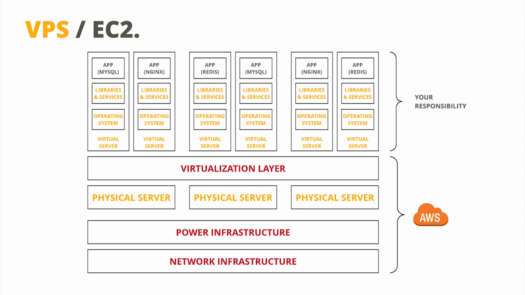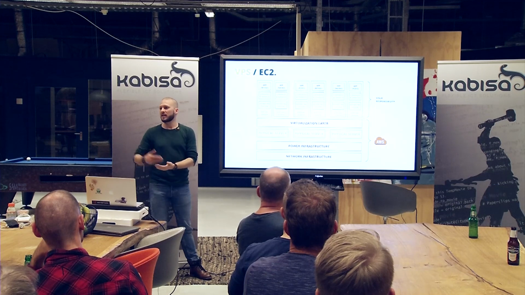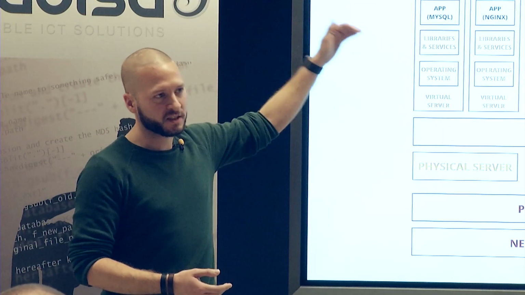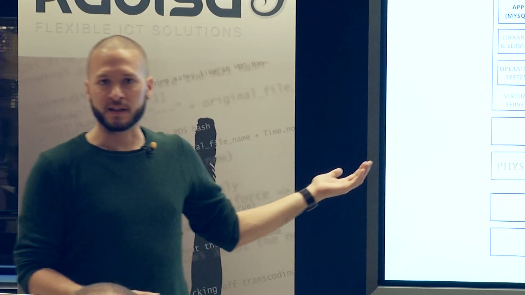So we're moving on to the next step, which is virtual private servers, or EC2, which is an example of that, in which the provider, Amazon in this case, manages the network infrastructure, the power infrastructure, the physical servers, and the virtualization layer. And then your responsibility is only managing the virtual server. So this is, again, a next step in how much you have to manage. But still, you're managing operating systems, you're managing libraries, and you're managing the application. So this could be a fleet of EC2 instances, for example.